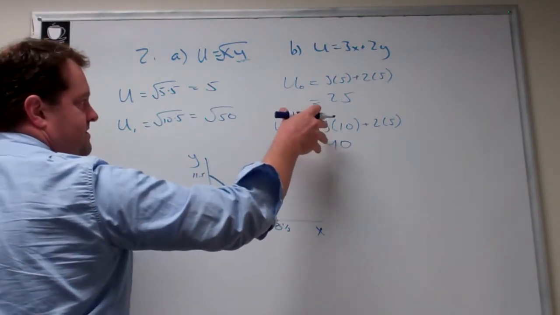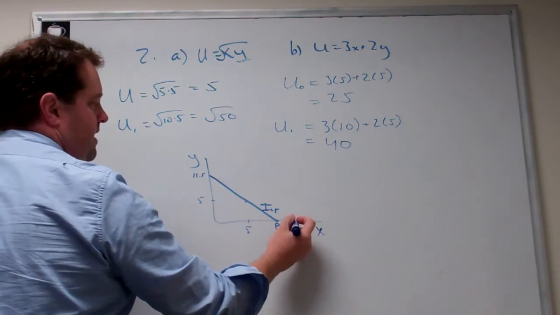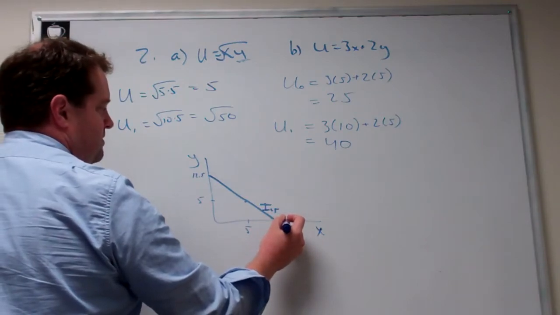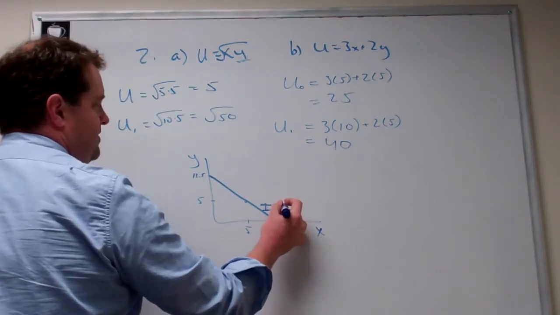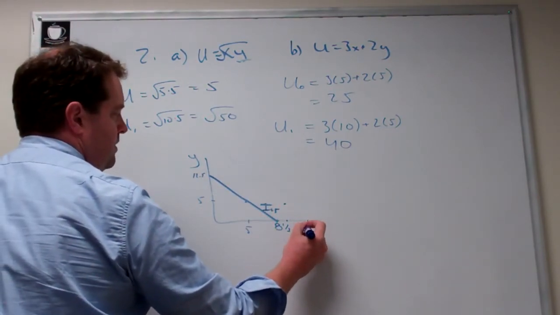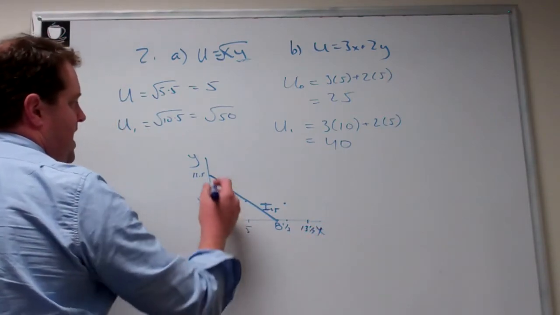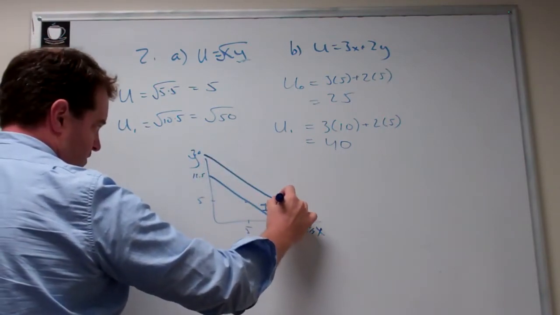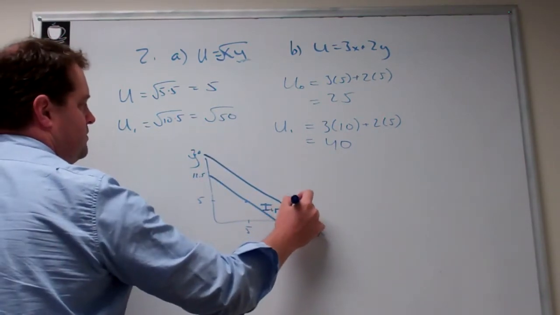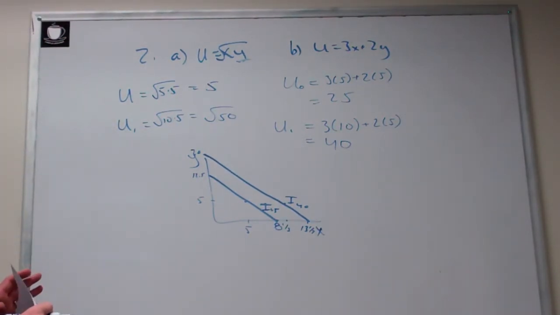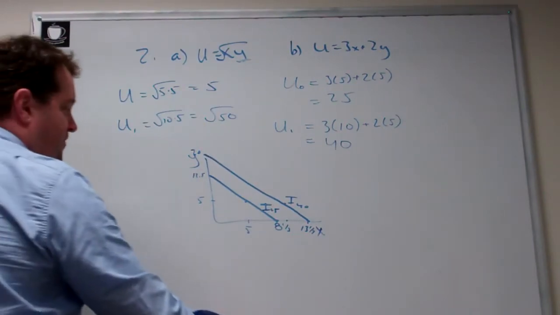Now as I move on to the second indifference curve, I've given this consumer 10 units of X and 5 units of Y, and I've gotten them to a utility of 40. And notice here, that corresponds to 13 1/3 units of X, or 20 units of Y. And then that indifference curve is going to lie on that line. It's just a straight line that corresponds to all the different bundles that the consumer could have at utility equal to 40.